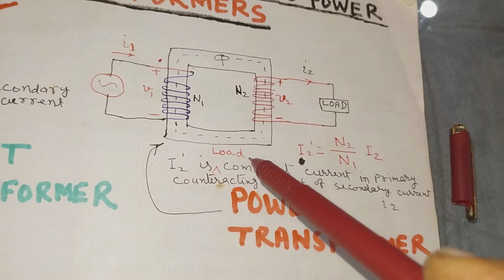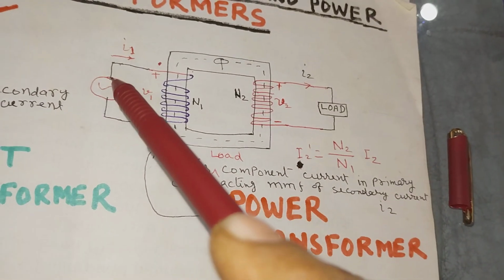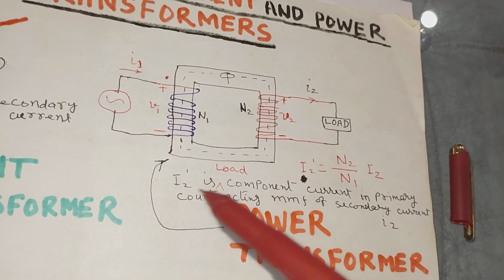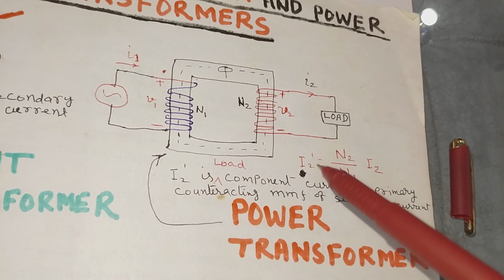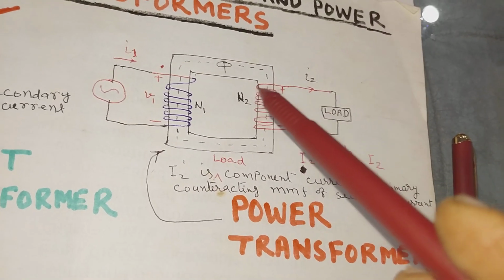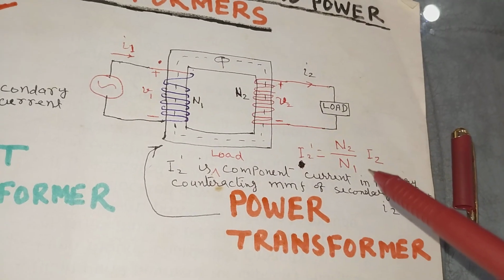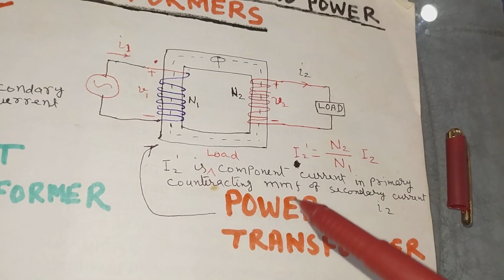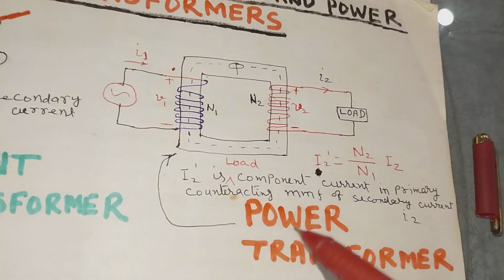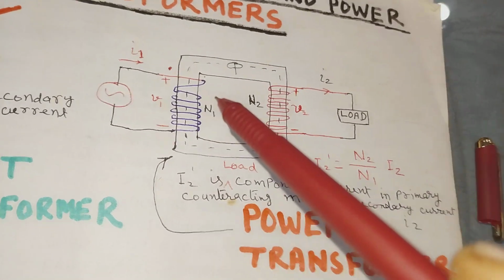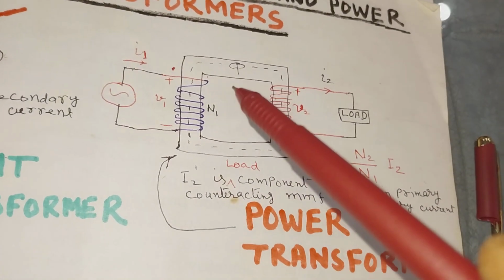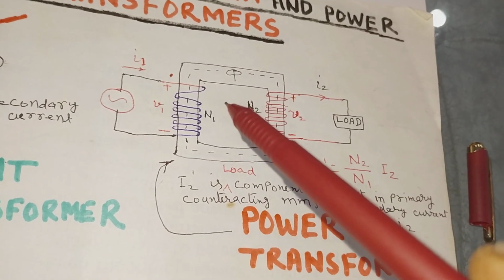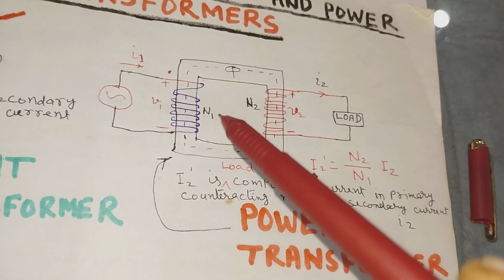Immediately a current over and above I1 establishes in the primary, that is I2 dash is equal to N2 by N1 into I2, where I2 dash is the load component current in primary counteracting the mmf of secondary current I2. So far as design of power transformers is concerned, here accuracy is not the prime factor. Here efficiency and economy is the prime factor.